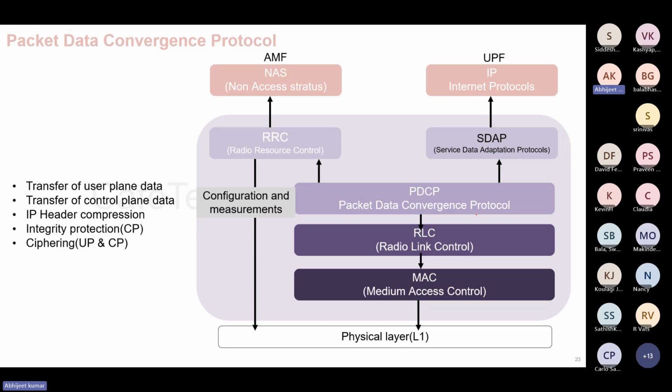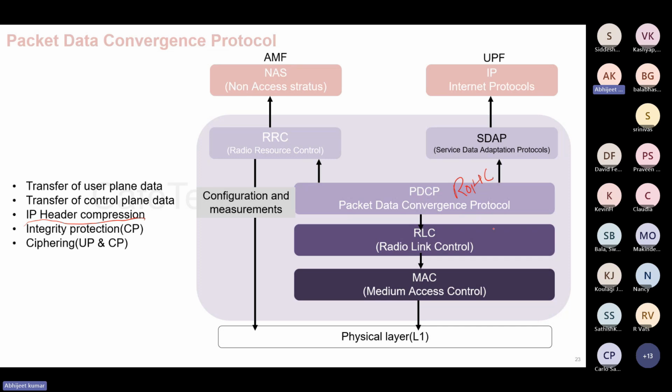So what kind of services do they provide here? The most important in the user plane is IP header compression. It means PDCP employs the mechanism called ROHC, robust header compression. Why are we using it? Because we want to reduce the size of the IP header. We want to optimize the bandwidth usage during the call over the air interface.